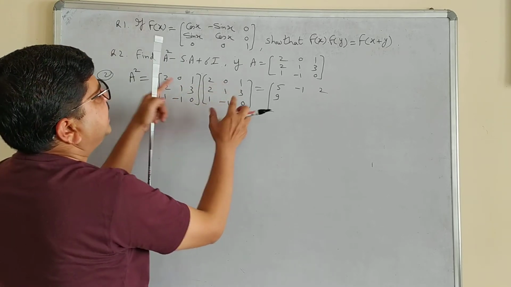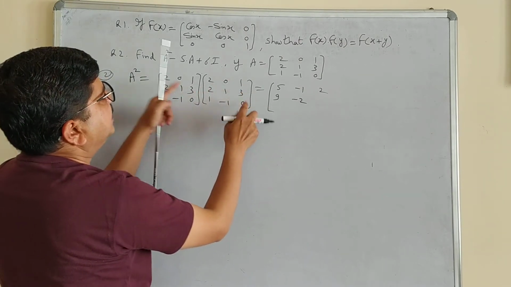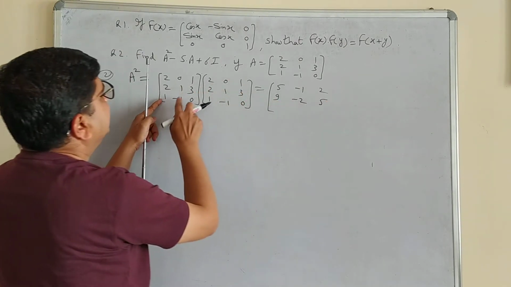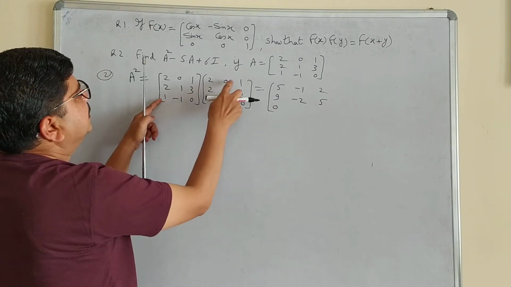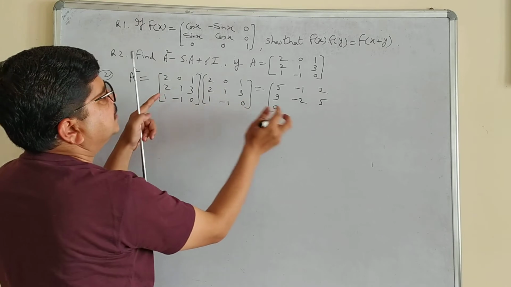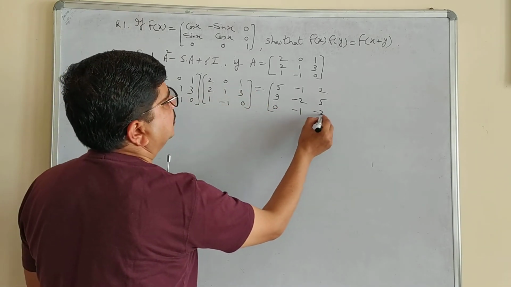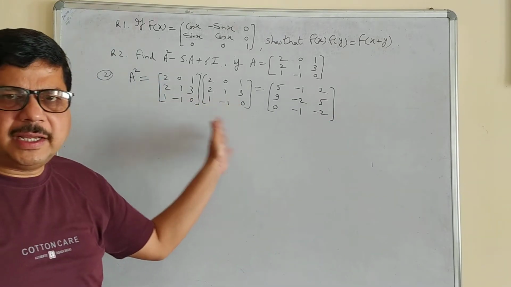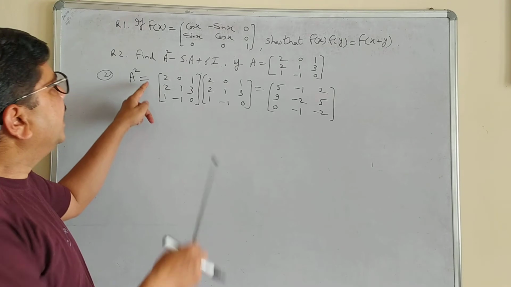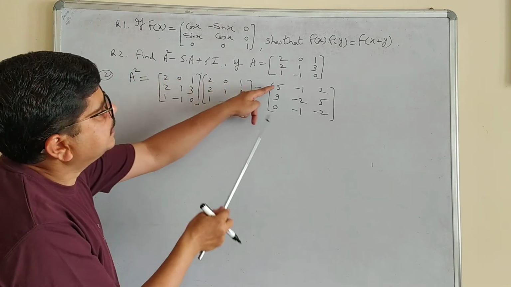0 plus 1 minus 3. 2 plus 3 plus 0. 2 minus 2 plus 0. 0 minus 1 plus 0. 1 minus 3 plus 0. This I have written. There may be some mistake in adding it, so again you can check this. It's 2 to the 4 plus 0 plus 1, 5.